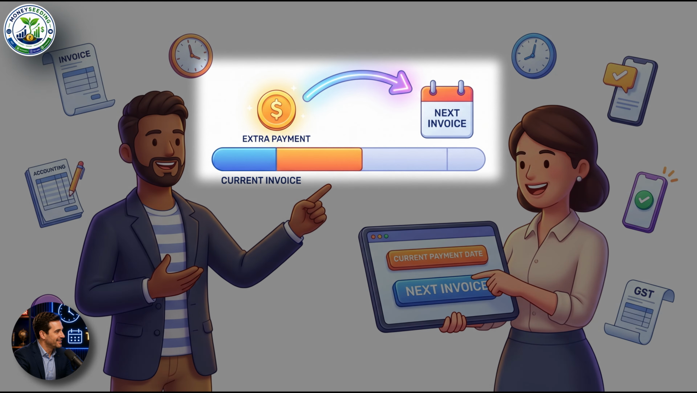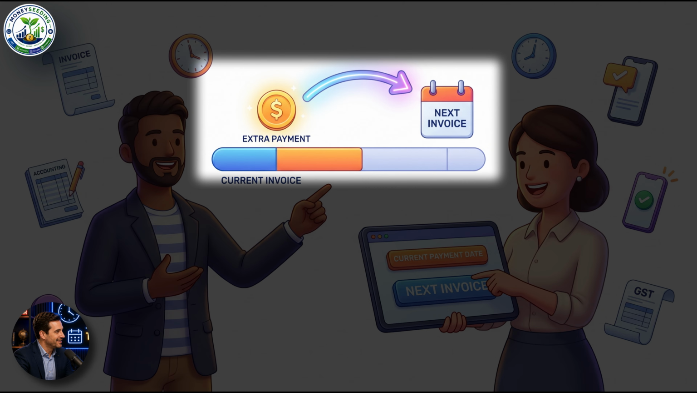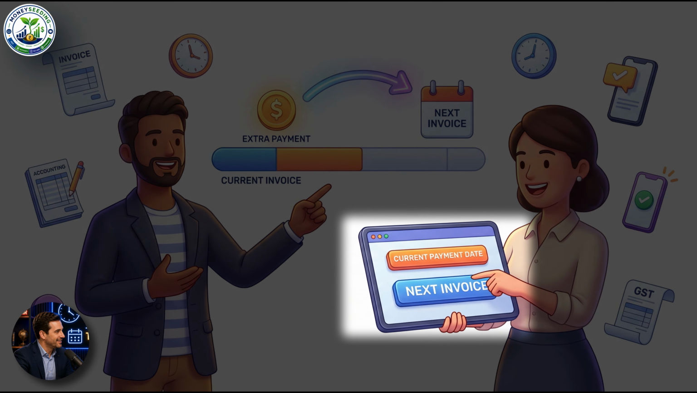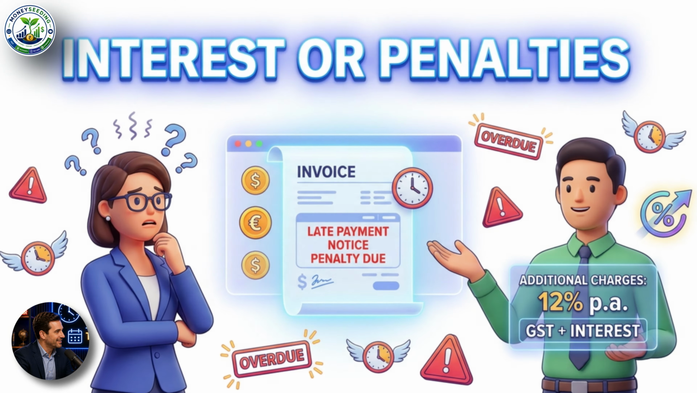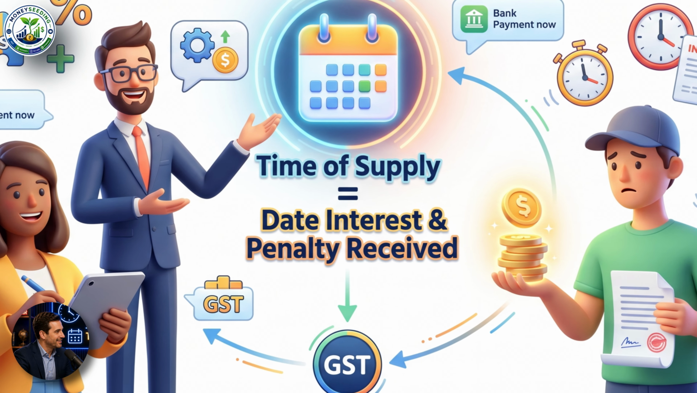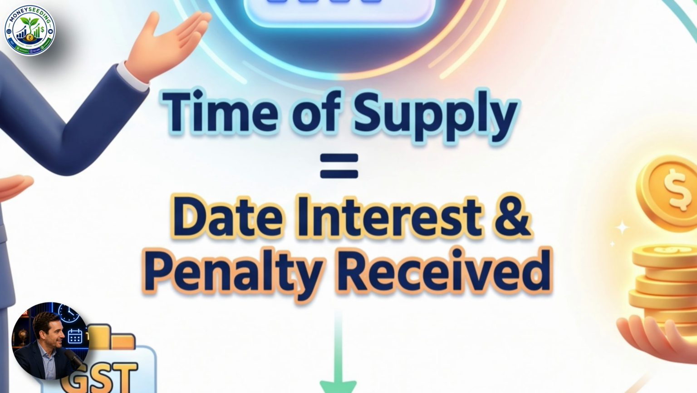Small excess payments. If a customer pays you up to 1,000 rupees extra, like rounding up a bill, you have the option to treat that extra amount as part of the next invoice's time of supply, rather than the current payment date. Interest or penalties. If you charge a customer a late fee or interest for delayed payment, the time of supply for that extra amount is simply the date you receive it.